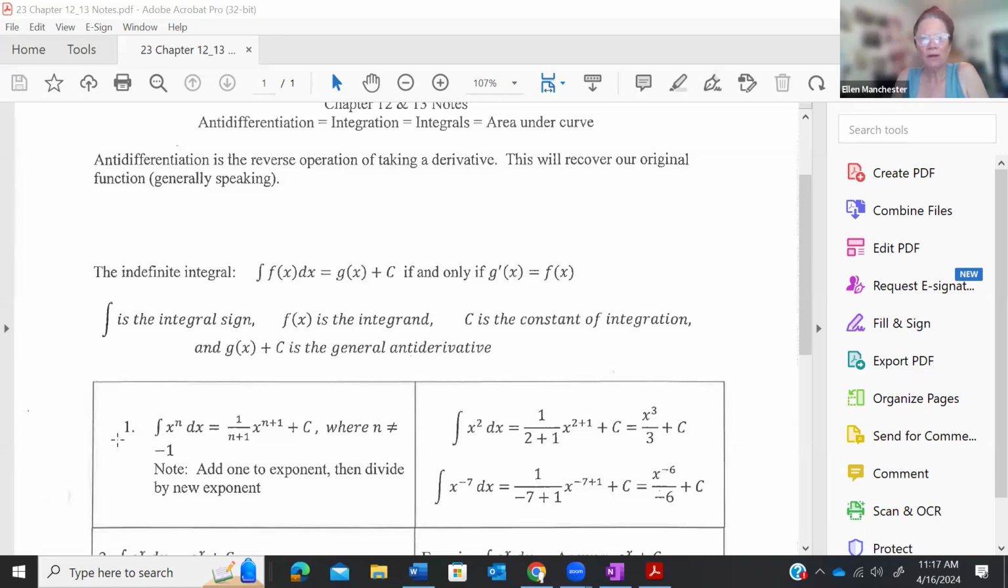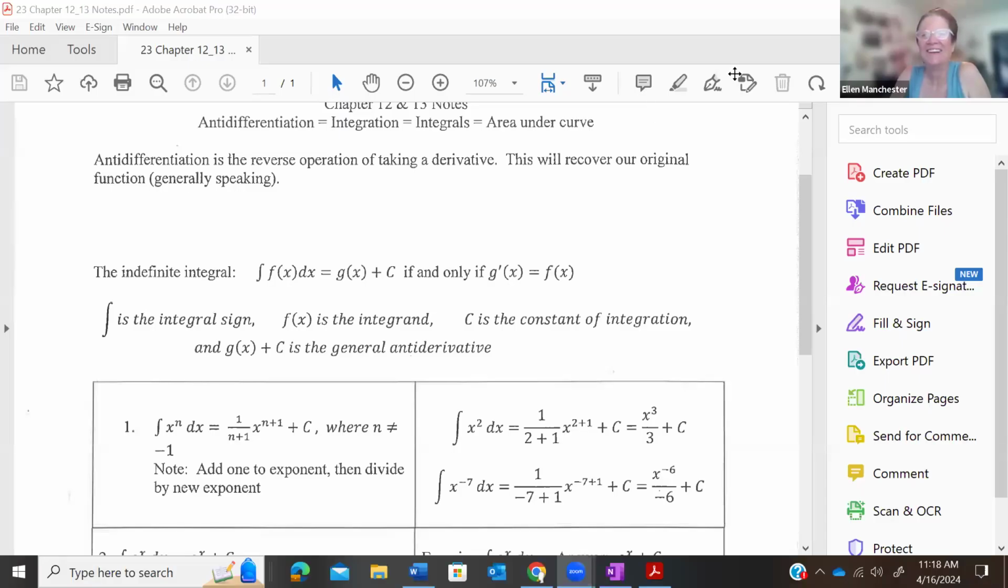Okay, so number 1 says when you're finding the antiderivative, I'm looking right here. Oops. Oh, dang it. Can tell this day is not going to go well. Okay.